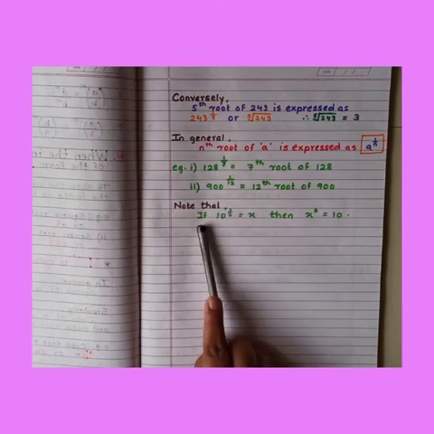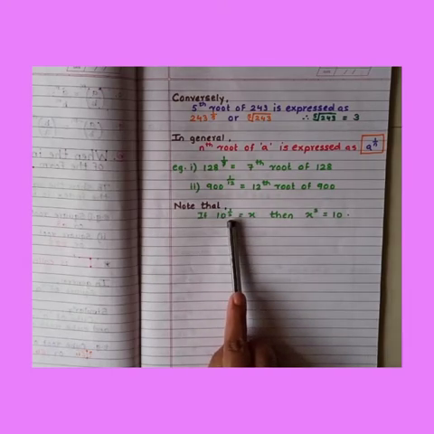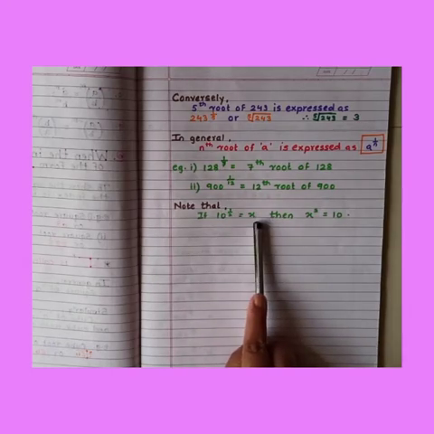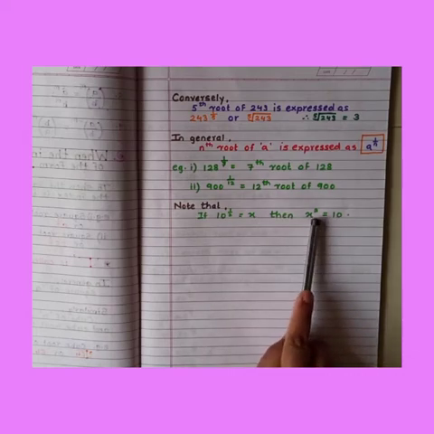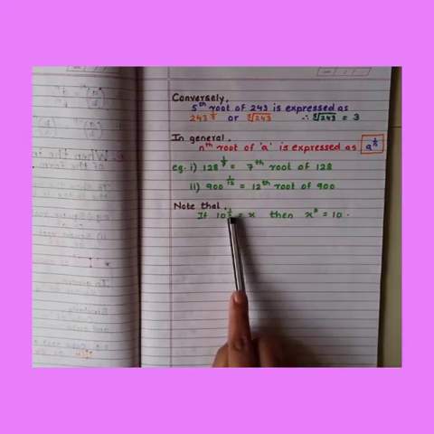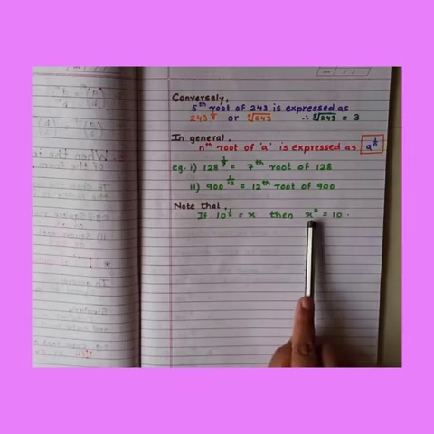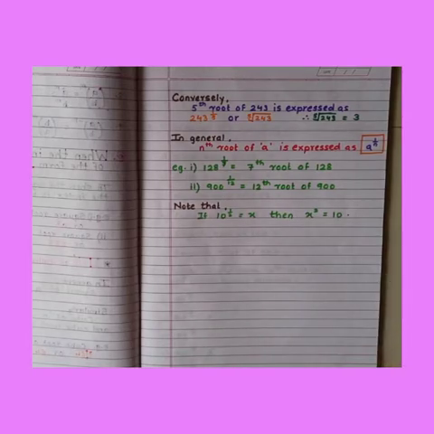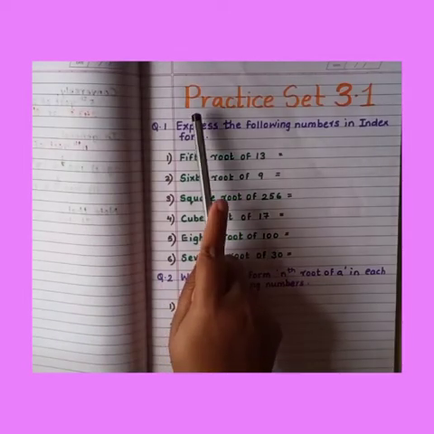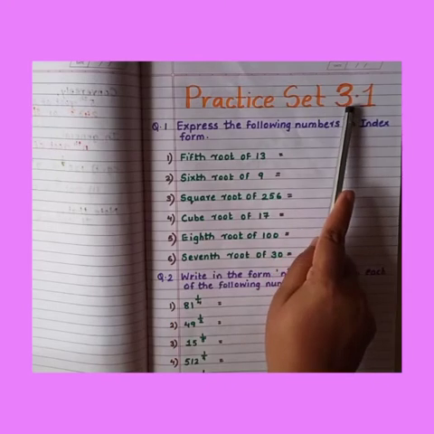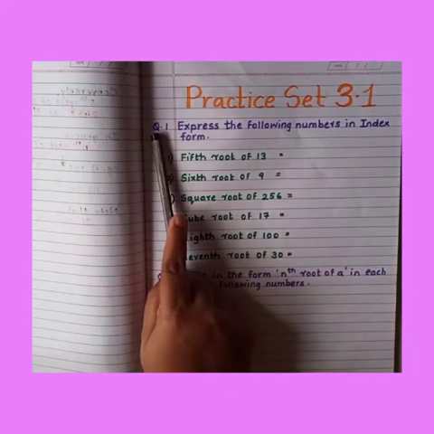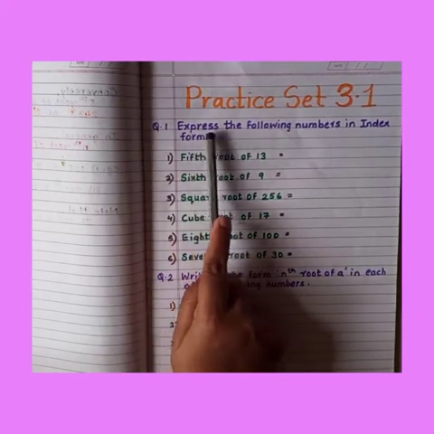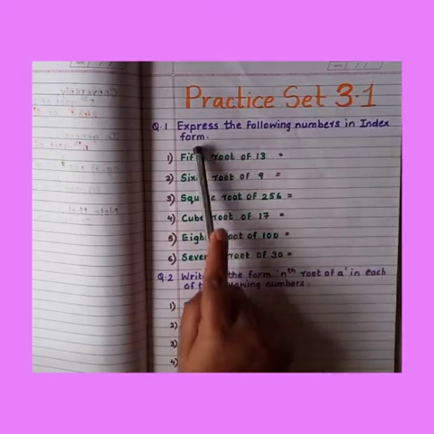Note that if 10 raised to 1 upon 2 is equal to x, then x square, this 1 upon 2 index goes to the opposite side, it becomes x square, and we will get x square is equal to 10. Let us see practice set 3.1. Question number 1. Express the following numbers in index form.